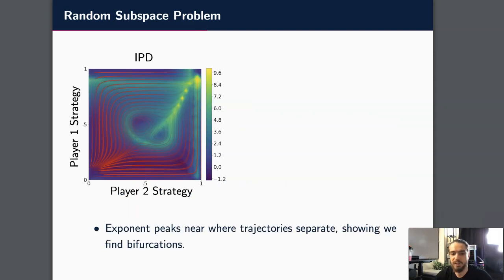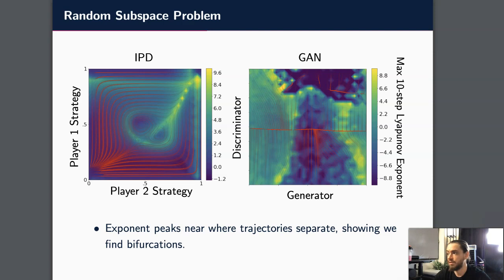Here, we show the random subspace toy. First, for the iterated prisoner's dilemma, where the full-scale problem has 10 parameters. Then, for the mixture of Gaussians GAN, with about 500 parameters. The exponent peaks near where the trajectories separate, showing we can also find bifurcations here. This is also the GAN.